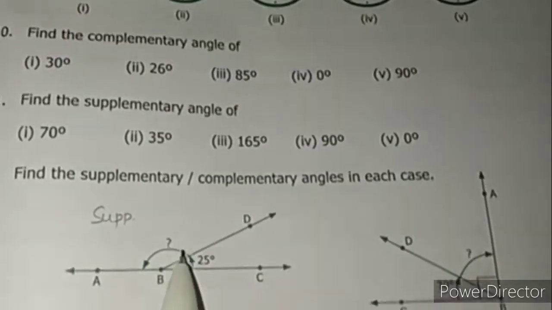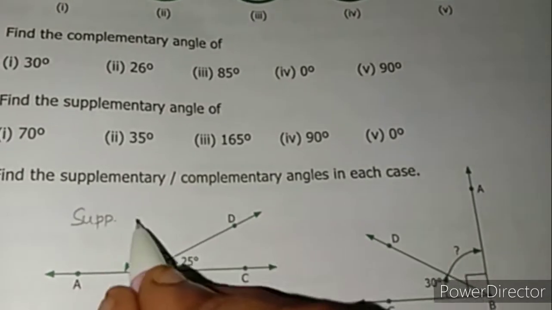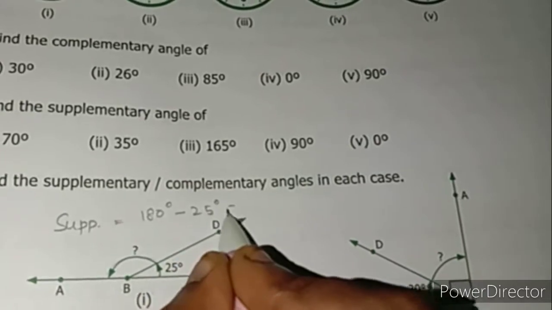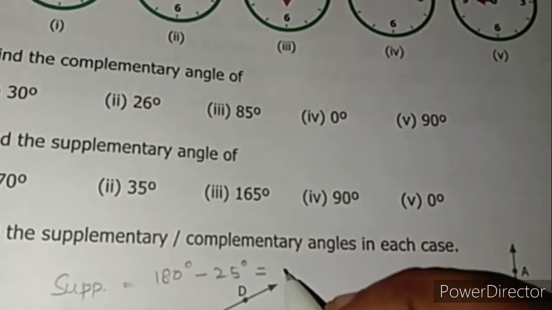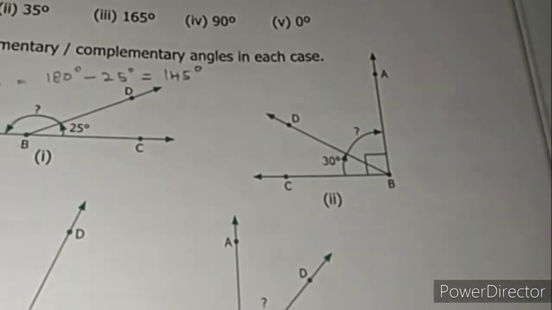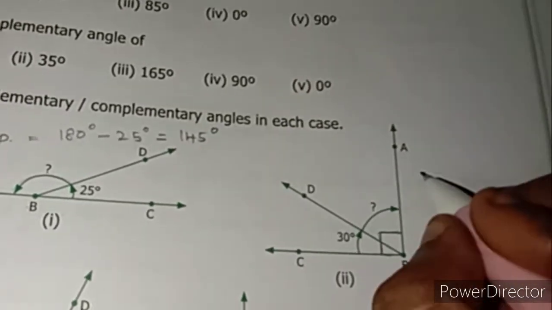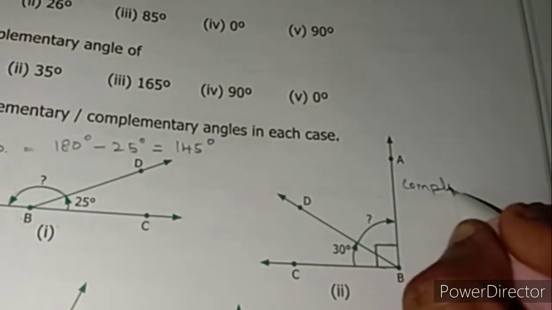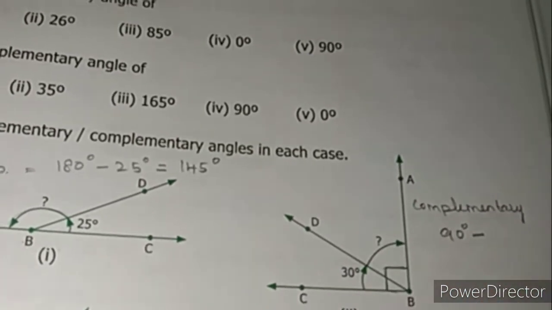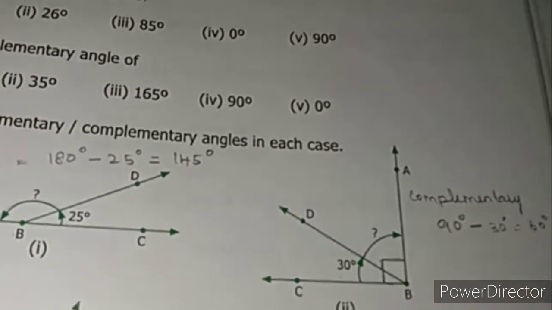We have to find what is the remaining. In this 180 degrees, 25 degrees is given. So 180 degrees minus 25 degrees is equal to 145 degrees. See the next one. This symbol says it is 90 degrees. So it is complementary: 90 degrees minus, what is the angle given? 30 degrees. It is 60 degrees.